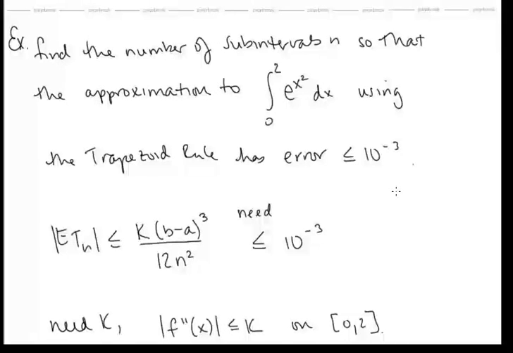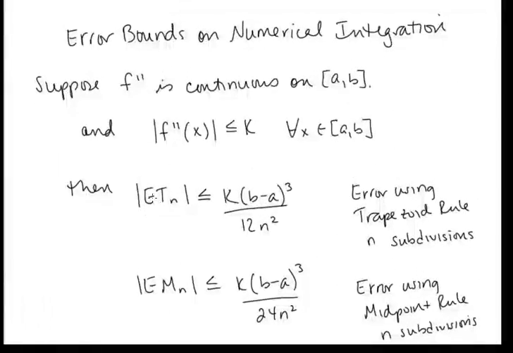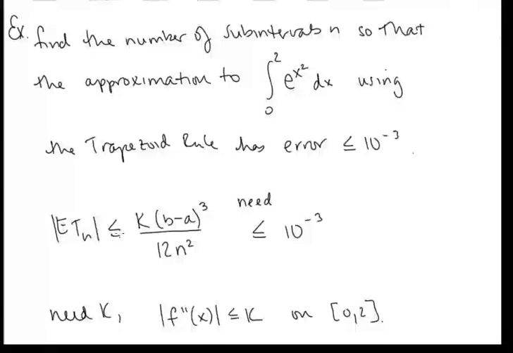So for example, here we want to find the number of subintervals n so that the approximation to the integral from 0 to 2 of e to the x squared dx, so this is the integral we were approximating before, we want to use the trapezoid rule with an error less than or equal to 10 to the negative third. So we look at this rule that we have, we know that the error in absolute value is less than or equal to this. Now if we could get this amount less than or equal to 10 to the negative third, then we're good. So that's what we're going for here.